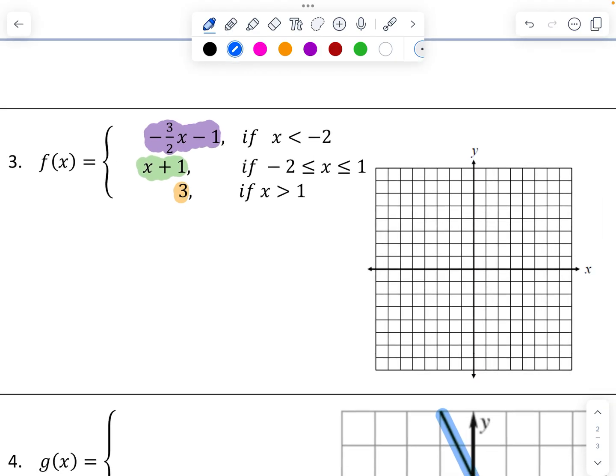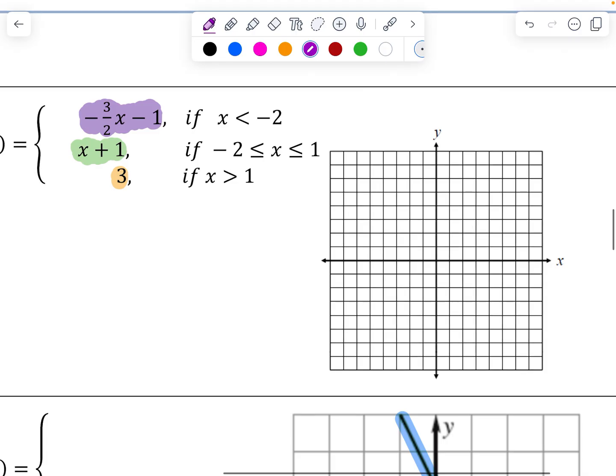All right, jumping down here. Now this one's going to be slightly different also. But again, the purple and orange are going to be the same that we've been talking about. So let's start with the purple. It has a y-intercept of negative 1 and a slope of negative 3/2. So up 3, 1, 2, 3 over 2. Up 3, 1, 2, 3 over 2, 1, 2.